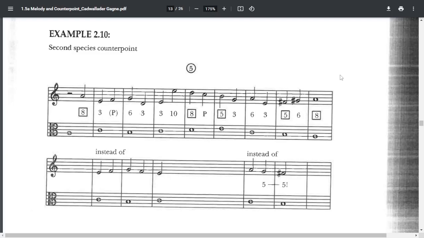Hello, my name is Christian Buzis, and I will be talking about second species counterpoint, specifically going over example 2.10 in this chapter.